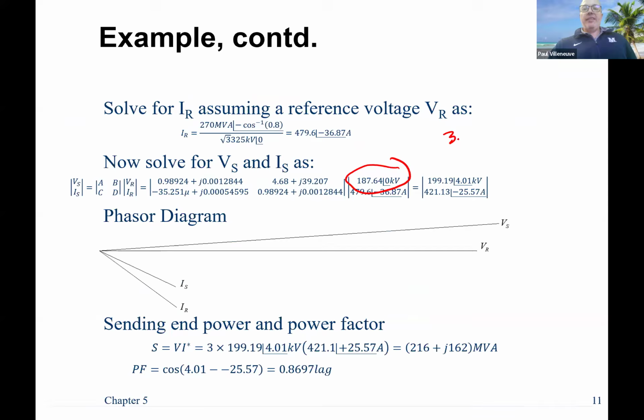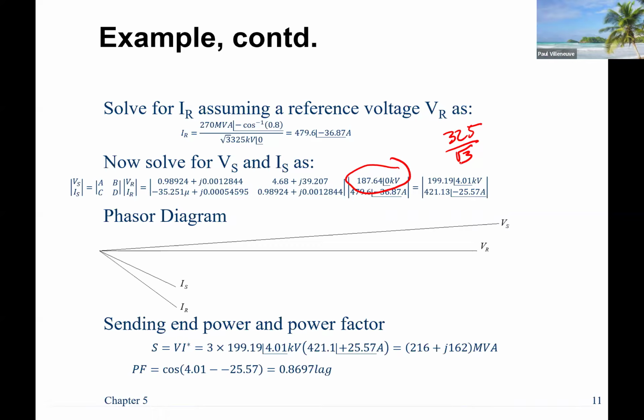Anybody have their calculator handy? 325 divided by the square root of 3 is equal to, what do you think? I'm going to guess on for these. Good guess. Why did I divide by the square root of 3? Because this is a single phase equivalent representation of the transmission line. So I can't put in 345 or 325 kV there because that would not be across a single phase. That would be across two phases.